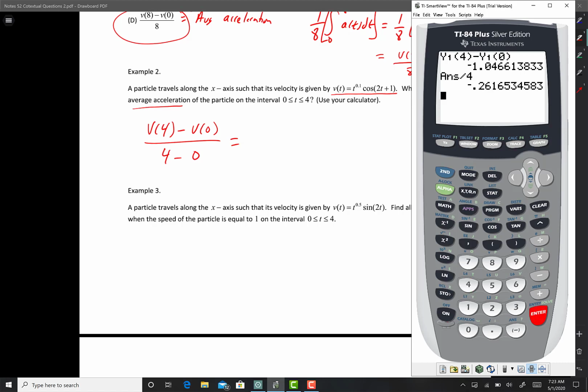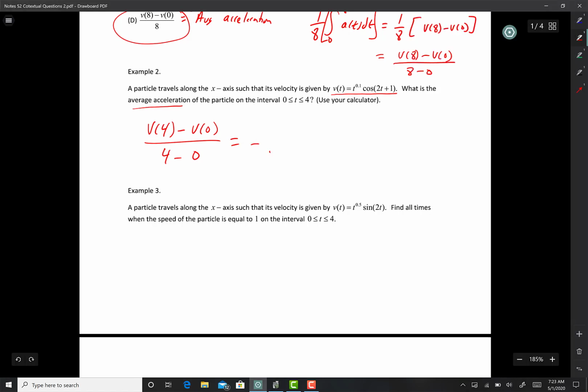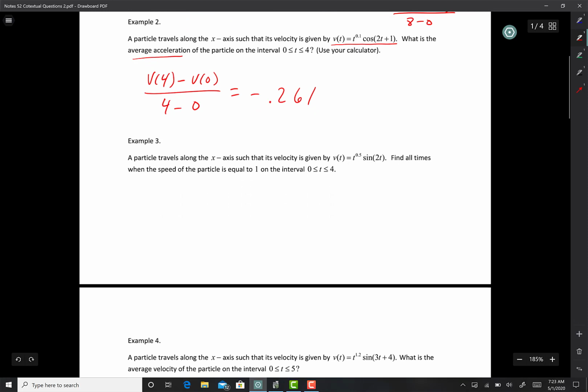So negative 0.261. If you round it, it's negative 0.262. I did it truncated, guys. I don't have any units, so I'm going to leave it alone. All right, let's go to the next one.